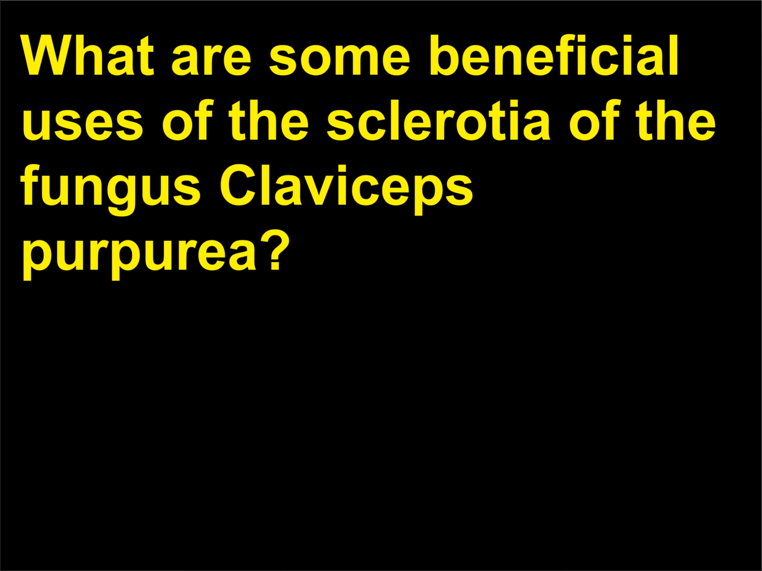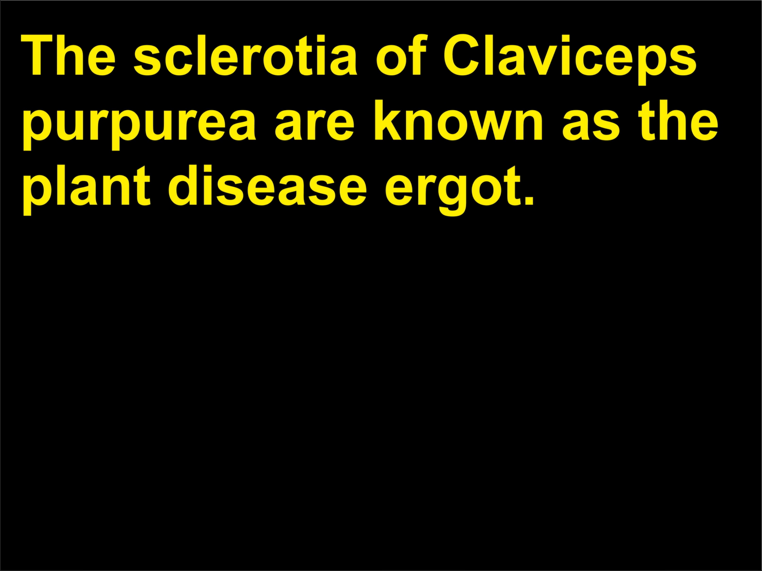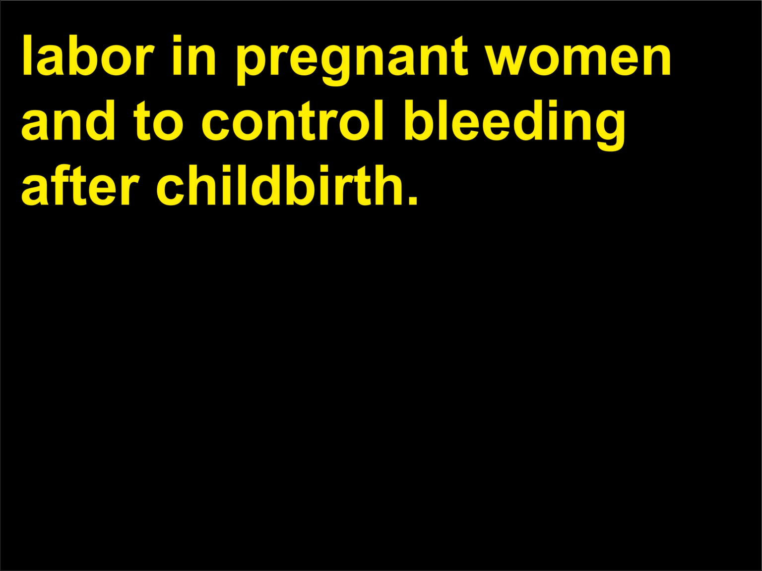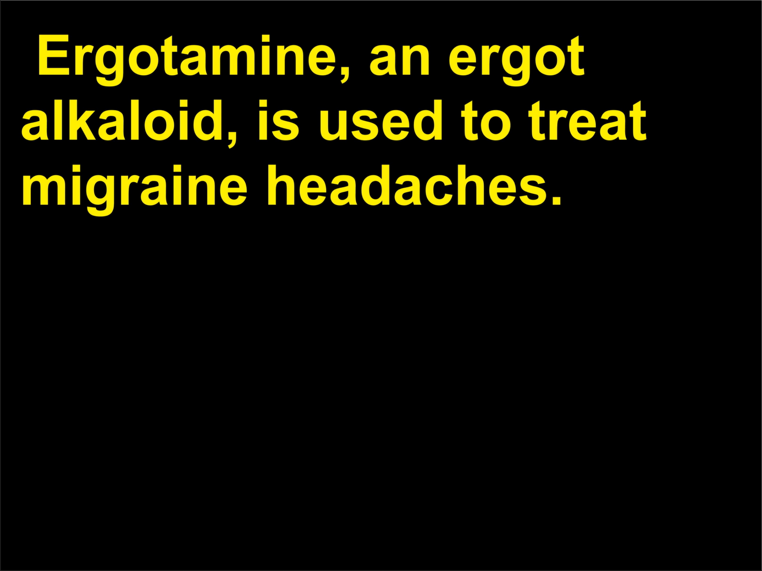What are some beneficial uses of the sclerotia of the fungus Claviceps purpurea? The sclerotia of Claviceps purpurea are known as the plant disease ergot. Ergot is used pharmaceutically to produce drugs used to induce labor in pregnant women and to control bleeding after childbirth. Ergotamine, an ergot alkaloid, is used to treat migraine headaches.